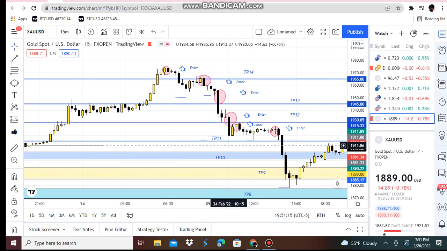You have to know price is going to make a lower high and make a lower low. You have to allow that to happen. You have to be comfortable with that, and you could have just day traded this all day, all the way down to take profit 8, from take profit 14, from 1974 all the way down to 1878.